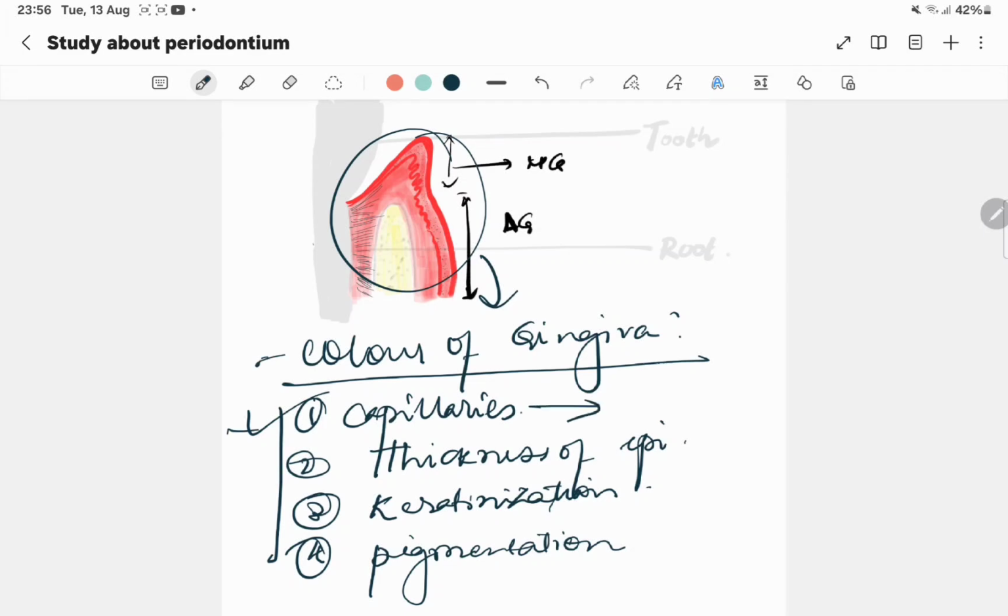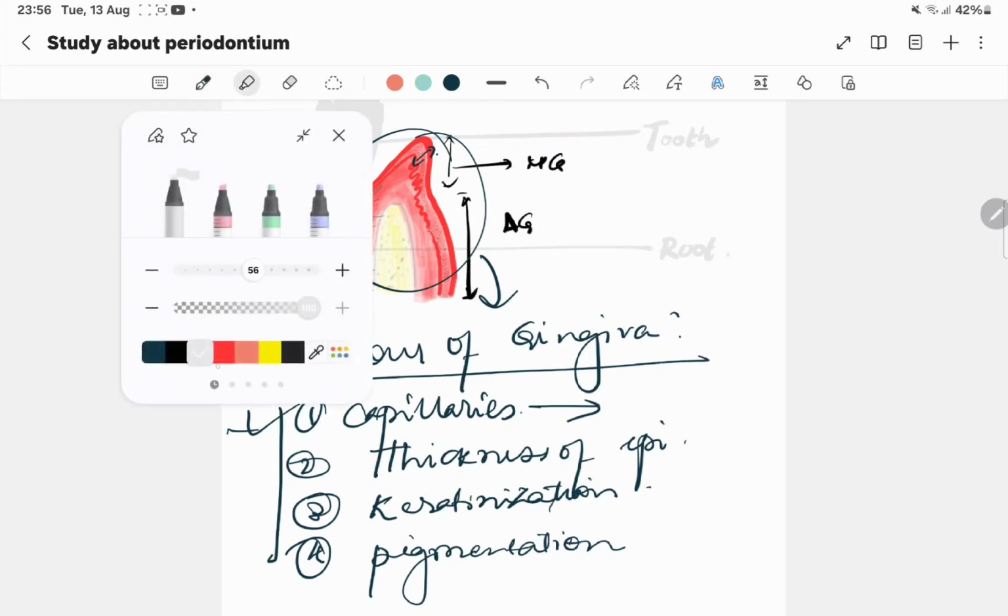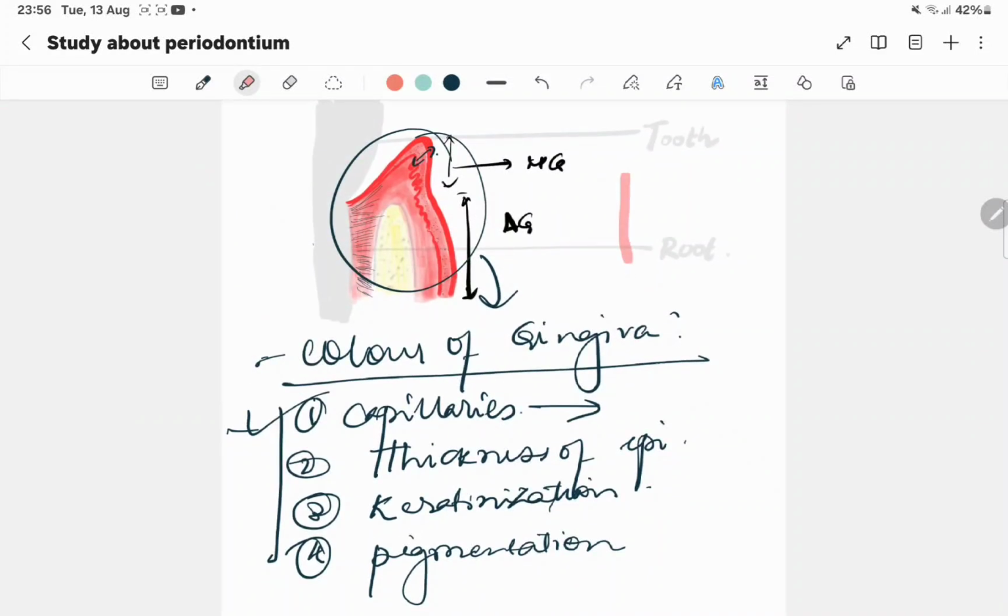The first thing is the blood supply. The second thing is the thickness of the epithelium. So if this is your epithelium, the thickness of the epithelium will determine the color of the gingiva. Now supposing I take this and it's only 1 stroke thick, the color of the gingiva increases this way. So you can imagine if there are layers, then that's how the color of the gingiva also changes.